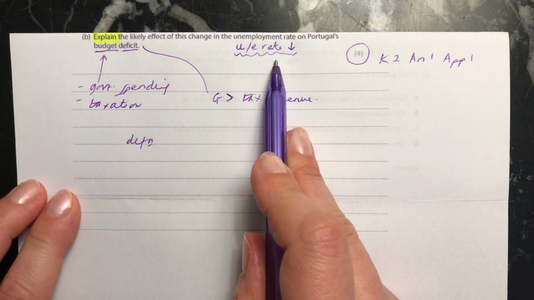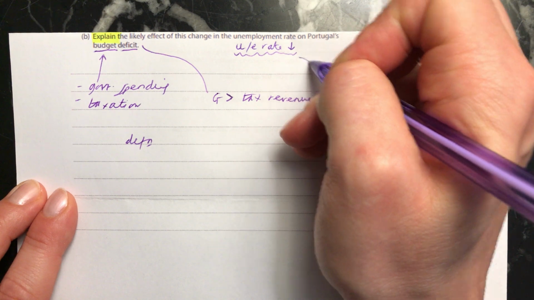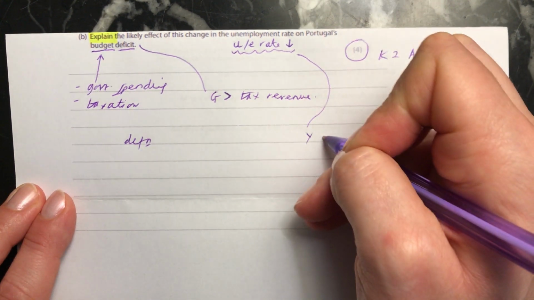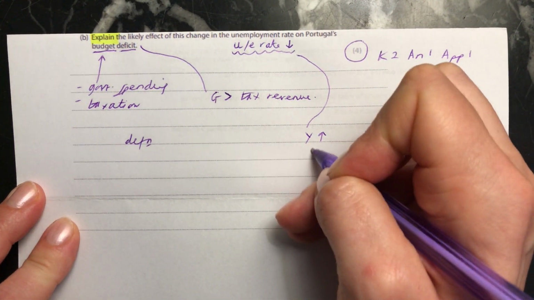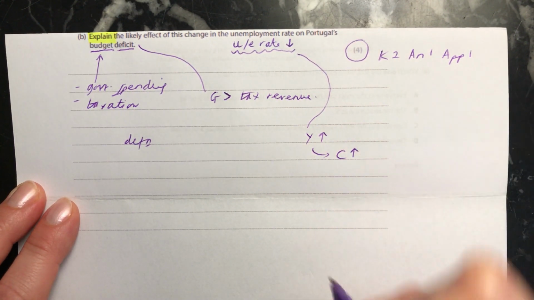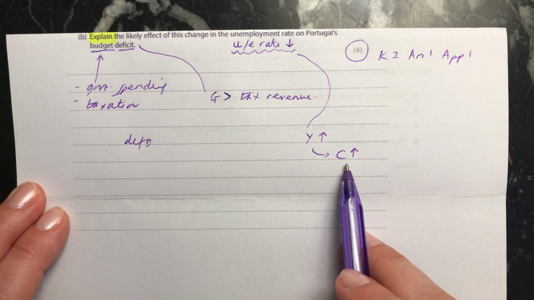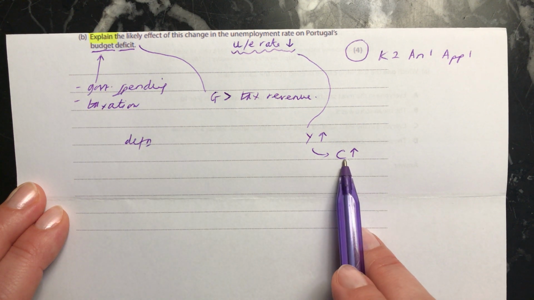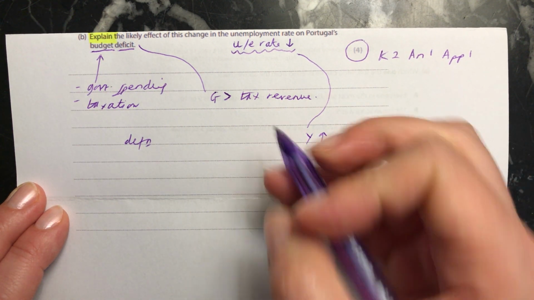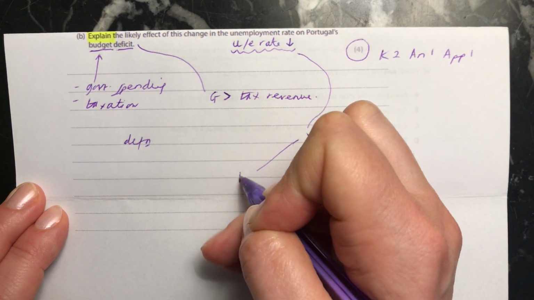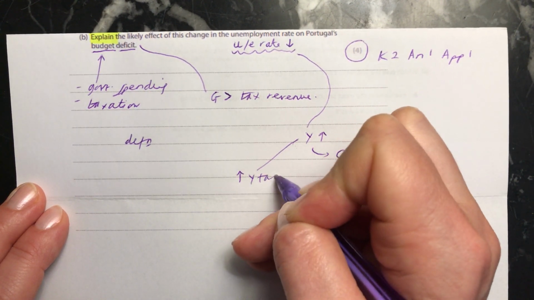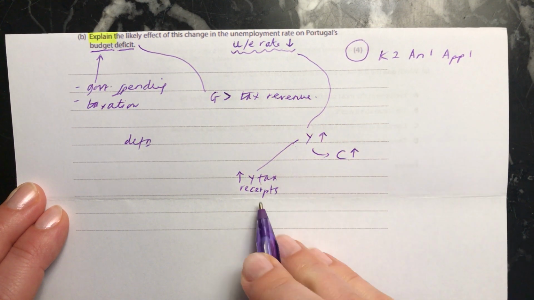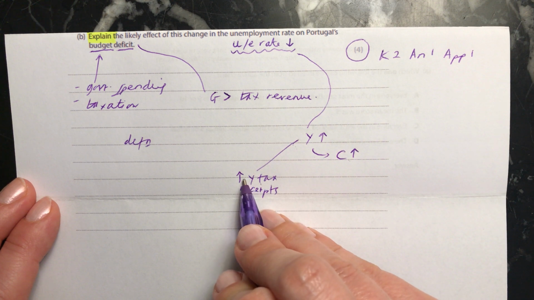And then the next point is to say if the unemployment rate goes down, what this will mean is that more people have now got a job, so therefore incomes go up, and importantly, consumption is going to go up. And the way that you're going to relate this to what happens to the budget deficit is if consumption goes up and incomes go up, we're going to have an increase in income tax being paid. So income tax receipts, or money received by the government for income tax, is going to go up.